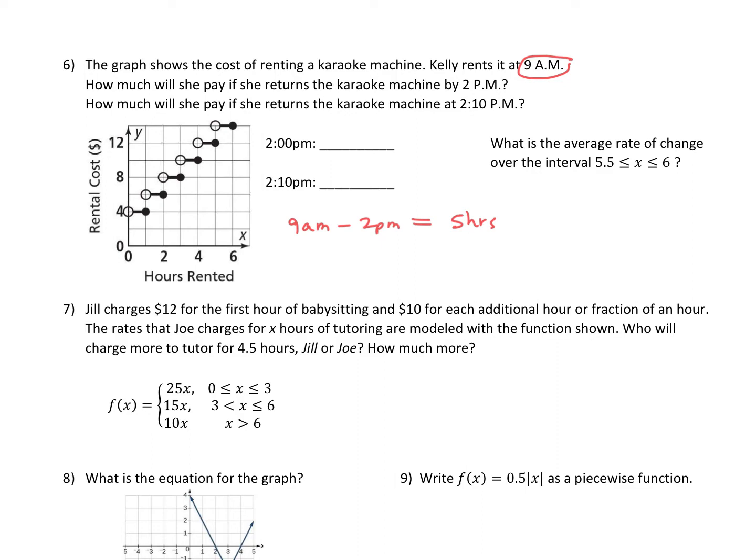Now, what we'll do is we'll look at our graph over here. The x-axis is our number of hours. So we have 5 hours. Let's go over to 5 hours. So 1, 2, 3, 4, 5. Then we go up to our function.